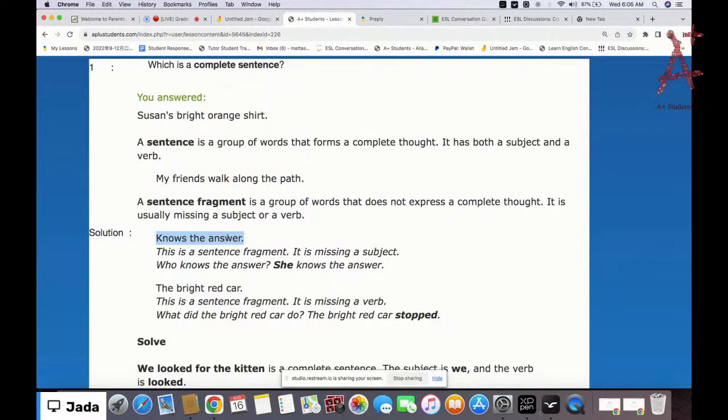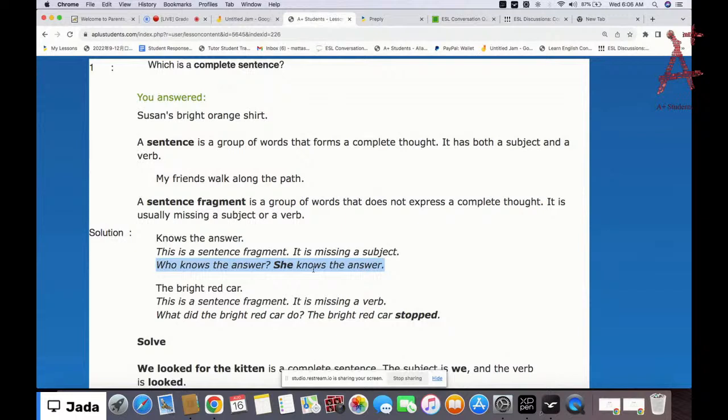Here it is missing a subject because we do not know who knows the answer. So if we want to make that a complete sentence, it could be "she knows the answer." It could be me or you, anybody: he knows the answer, she knows the answer. That makes the sentence complete and correct. It makes it make sense, and it makes it not a sentence fragment.